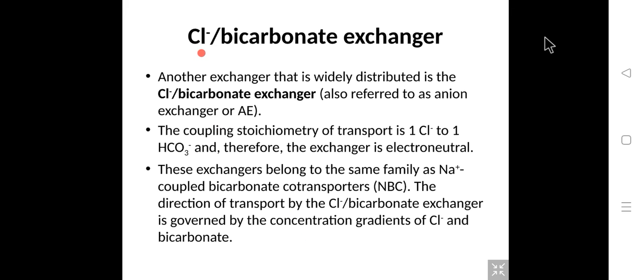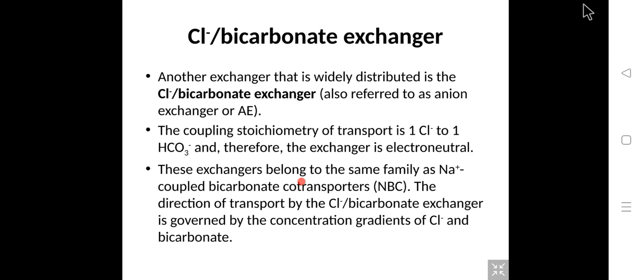Then there's a chloride bicarbonate exchanger. This is widely distributed, obviously, because pH control is very important. So it is also referred to as the anion exchanger, or simply AE. This is the only one with 2 letters. The coupling stoichiometry of transport is 1 chloride to 1 bicarbonate, and therefore the exchanger is electroneutral.